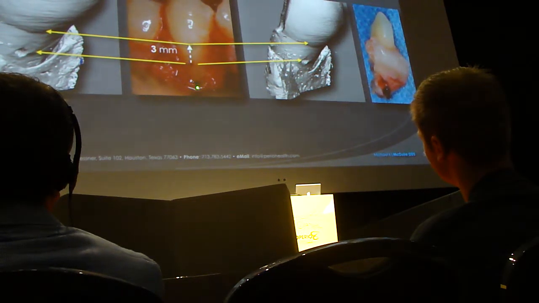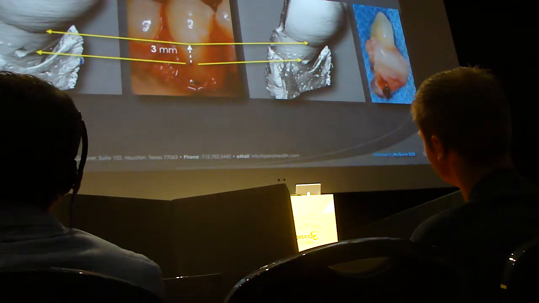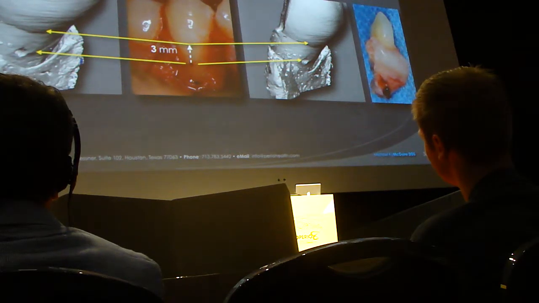You can't see this, of course, because the bone's grown up over it. Nice even space for the PDL. Looks great. You know, I always want more, so I say, that looks good, but why didn't we get more?